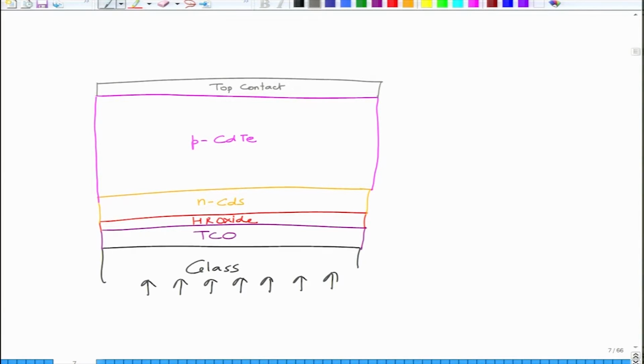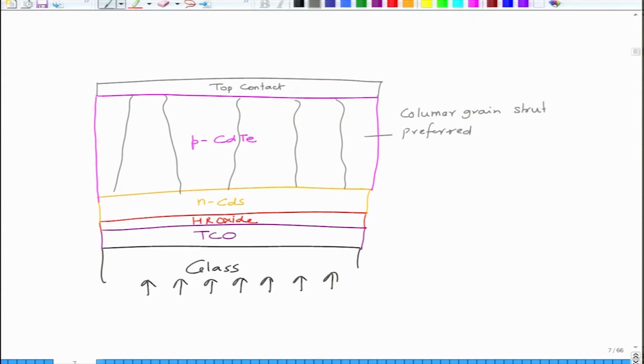Now generally there are certain issues in this device structure. One, it is important to have a particular grain structure. So it's preferred that you have a grain structure like this. So columnar grain structure is preferred here, okay, in the CdTe layer. Similarly, within CdS layer also you would have grain boundaries. These grain boundaries, if they are columnar, it is better. So again, for this layer also we would all like to have a columnar grain structure.